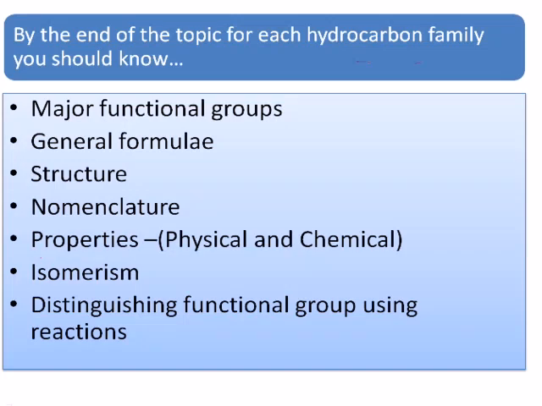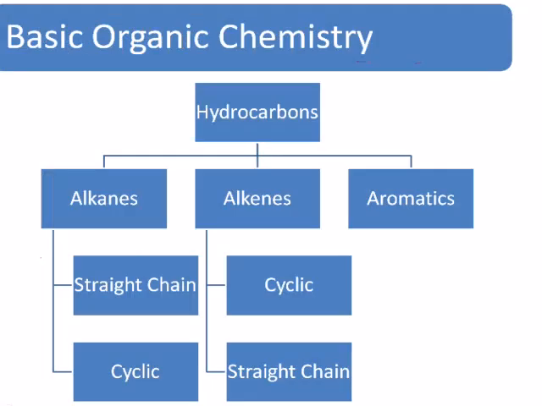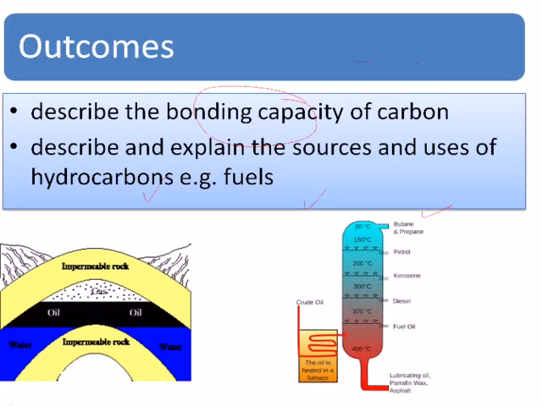This is a way of telling, if I've got two organic compounds, say hydrocarbons, how do you tell them apart using chemical reactions. And basic organic chemistry, like I said, you're going to be focusing on hydrocarbons. We'll study alkanes, alkenes, aromatics. And these alkanes and alkenes can be classified into straight chain and cyclic. That's what we're going to be looking at in detail. This is just to give you an overview of what's coming.